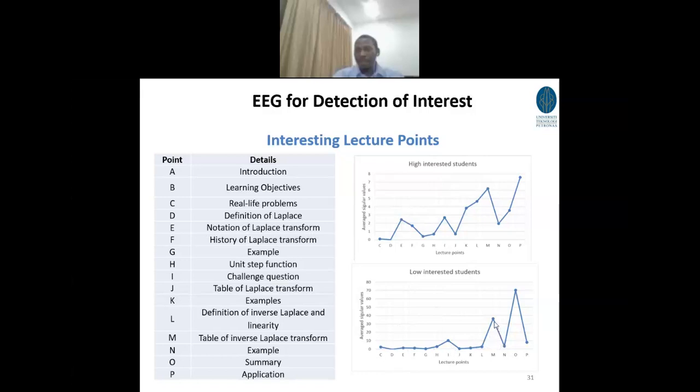Some, they got a bit higher when you talk about M, the table of inverse Laplace transform. So sometimes it's not really something that we could explain why at the particular time or this particular subtopic they're getting the interest. But overall, we can see that we have higher values for high interested students, just roughly to have an idea about the difference between the two groups.